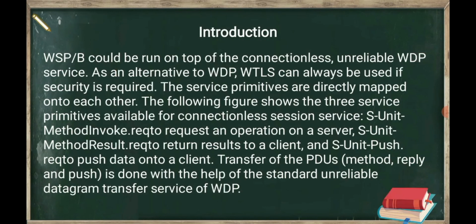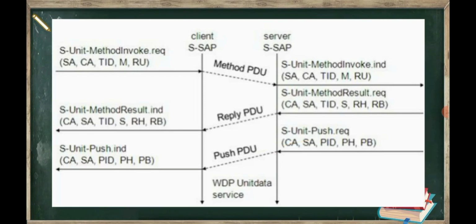The service primitives are directly mapped onto each other. The following figure shows 3 service primitives available for connectionless session services. We can see the figure here. The S-Unit-Method-Invoke.request is used to request an operation on a server. S-Unit-Method-Result.request is used to return the result to a client, and S-Unit-Push.request is used to push data onto a client. The transfer of PDUs, method reply or push, is done with the help of a standard unreliable datagram transfer service or WTP.